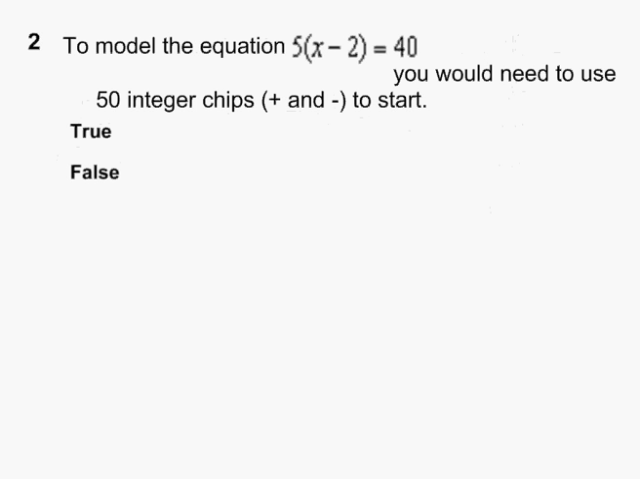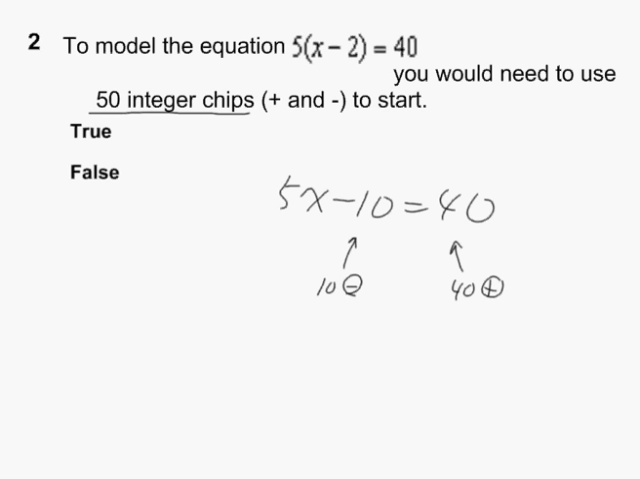The second question says, to model the equation 5 times x minus 2 equals 40, you would need to use 50 integer chips, both positive and negative, to start. Well, if I expand this, I would have 5x minus 10 equals 40. I would need 10 negative chips for this, and I would need 40 positive chips for that. So in total, I would need 50 integer chips. I would need 10 negatives and 40 positives, so the answer therefore is true.